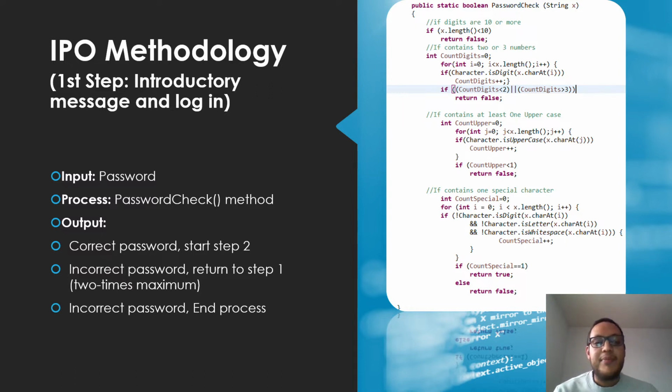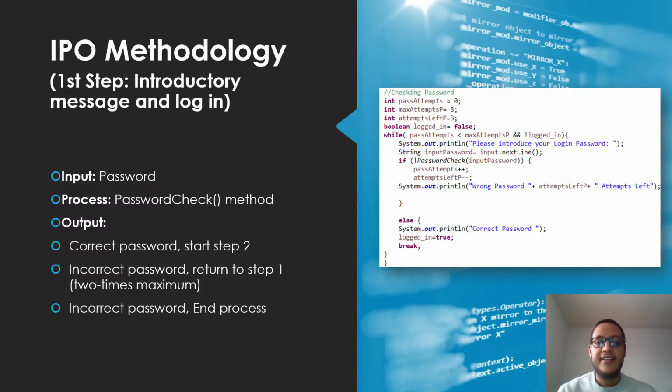And what are the inputs? The user is going to enter the password. We have created a password check method that you are able to see on the right-hand side. As you may see in this method, you have different inbuilt methods that allow us to evaluate all the different aspects that must be taken into account in order to decide whether a password is correct or not. Finally, in this method, the return statement will have a true or false response.